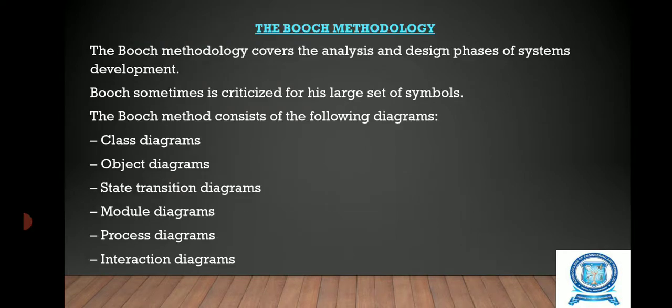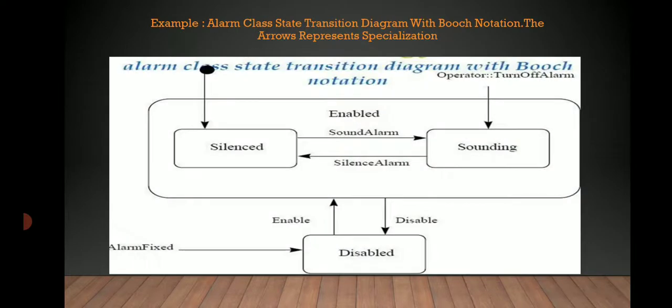Now let us see the BOOCH methodology. The BOOCH methodology covers the analysis and design phases of system development. BOOCH is sometimes criticized for his large set of symbols. The BOOCH method consists of the following diagrams: class diagram, object diagram, state transition diagram, module diagram, process diagram, and interaction diagram. And this is an example, the alarm class state transition diagram with BOOCH notation.